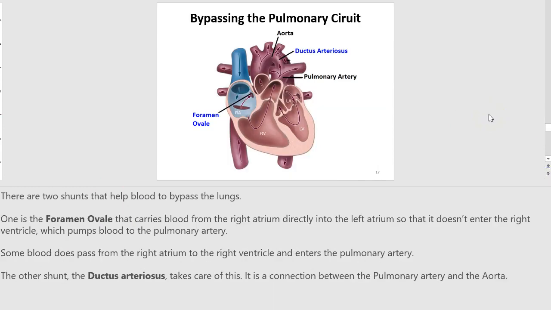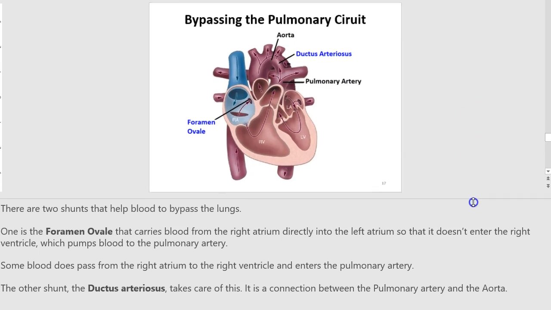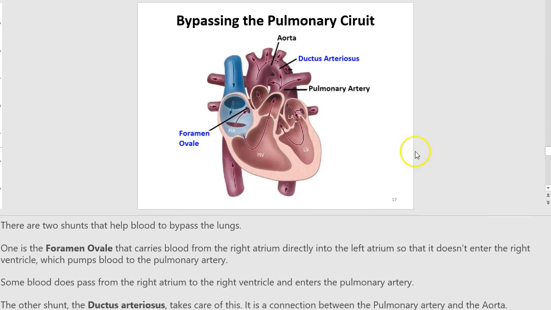Okay, now there's 2 shunts that help the fetal heart bypass the pulmonary circuit entirely. So we're bypassing the lungs in this case. If you recall, normally blood from the right atrium goes to the right ventricle and then out to the lungs through the pulmonary artery. Then blood returns in pulmonary veins to the left atrium, then left ventricle, then out the aorta. So we need to bypass this pulmonary circuit.